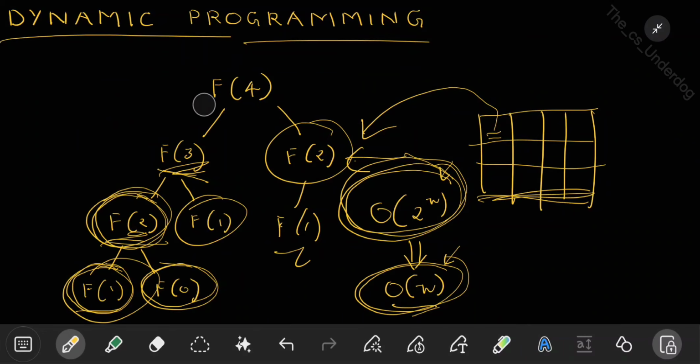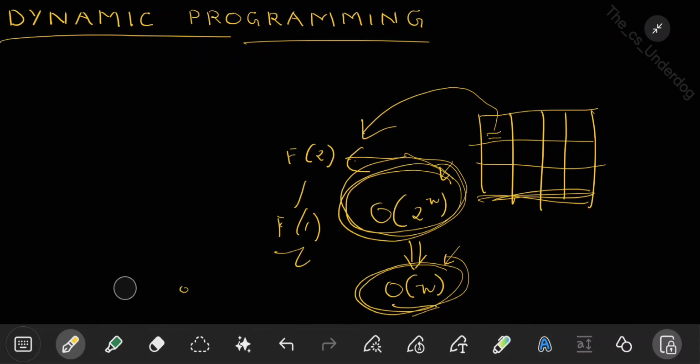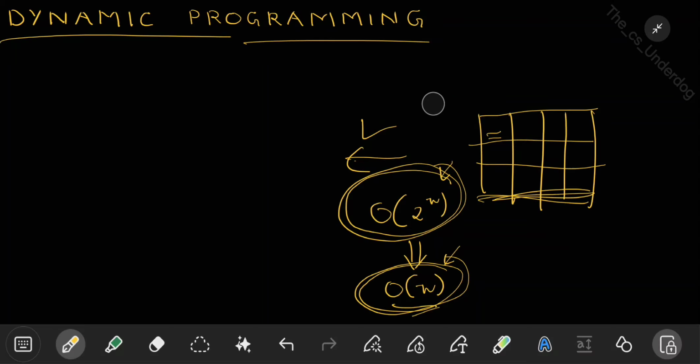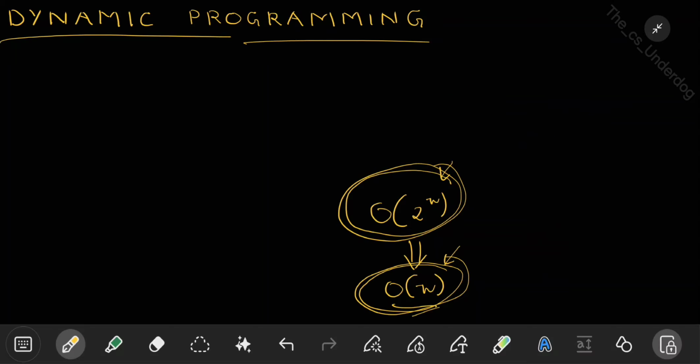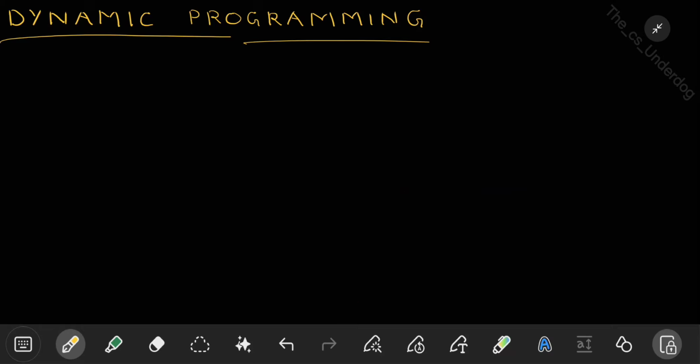Next thing is, let us understand what are the key characteristics that you want to see in a problem in order to identify this as a problem which can be solved using dynamic programming. This is important because whenever you want to use dynamic programming, first thing is you should know whether this problem can be solved using dynamic programming or can it not. Once you know this, you can apply dynamic programming. So what are the two key characteristics that you have to see in any problem in order to identify that this can be solved using dynamic programming?